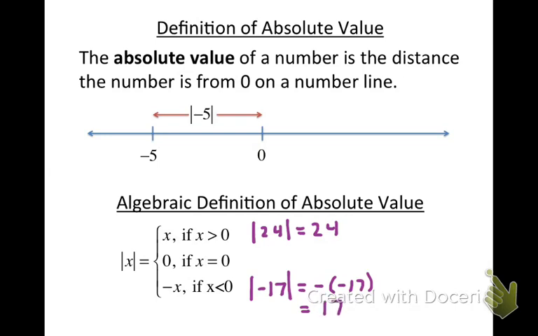Does that make sense? So, if you take the absolute value of a positive number, the resulting absolute value is the same as that positive value that you started with. And if you had a negative number and you're taking its absolute value, it will be the opposite of that negative number. That's the definition, algebraically, of absolute value.